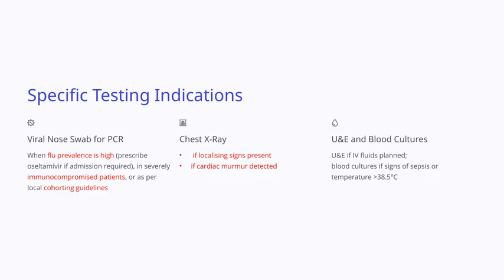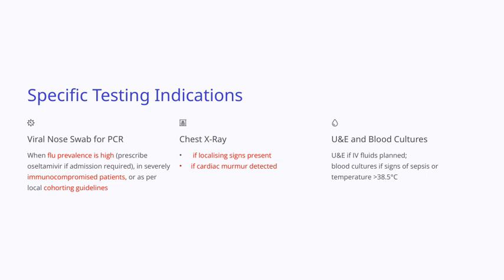Next, we have the chest X-ray. This is indicated if there are localizing signs, such as chest pain or abnormal breath sounds, or if a cardiac murmur is detected, which could point to underlying cardiac issues or other complications.